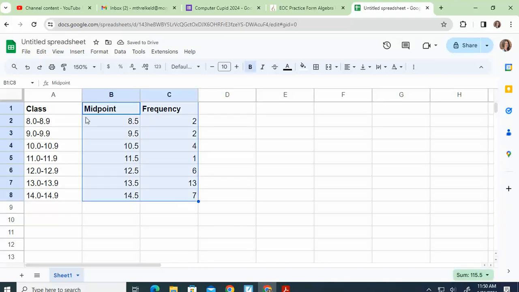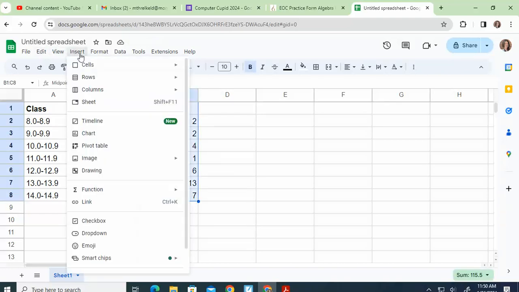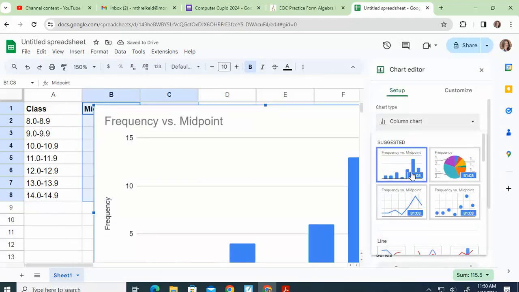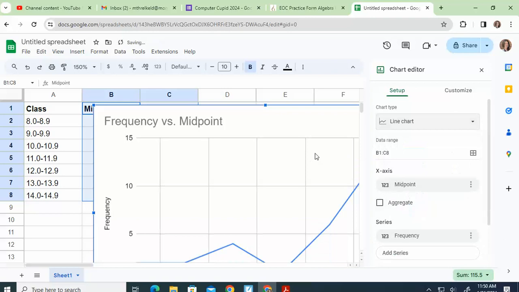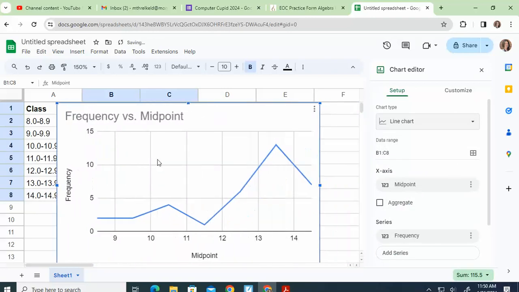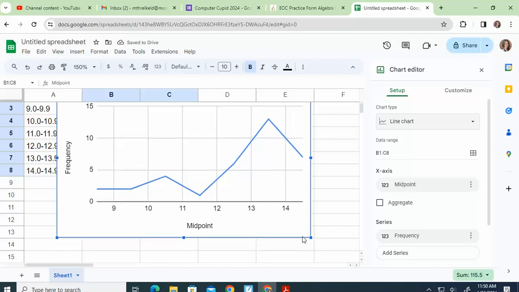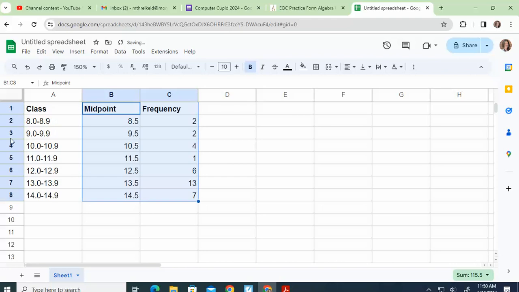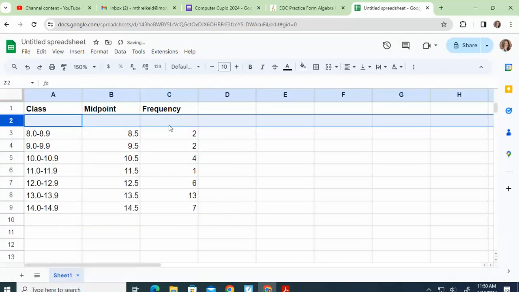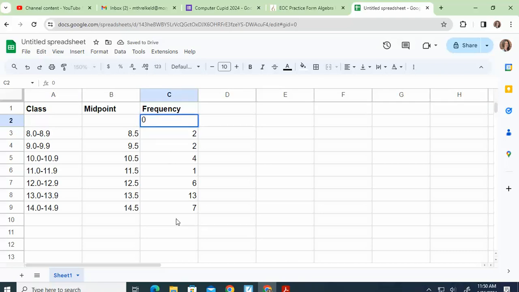If I tried to do this right now, I can insert a chart. Okay, it gives me options. We want one that looks like a line. So this one is not a true frequency polygon because what is it missing? The zeros. So in order to make it work, I'm going to delete that one off. We have to add in something. We need something at the beginning and end with a frequency of 0. And the midpoint, our x value, we just have to continue the pattern.